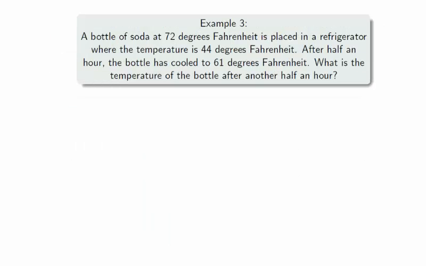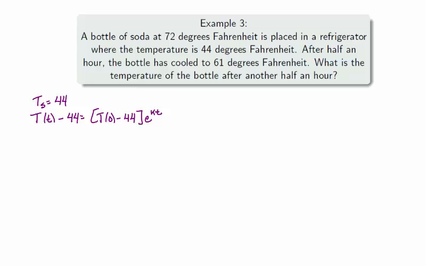Example 3. A bottle of soda at 72 degrees Fahrenheit is placed in a refrigerator where the temperature is 44 degrees Fahrenheit. After half an hour, the bottle is cooled to 61 degrees Fahrenheit. What is the temperature of the bottle after another half hour? We are given that T_s = 44. So the solution to Newton's law of cooling is T(t) - 44 = (T(0) - 44)e^(kt).